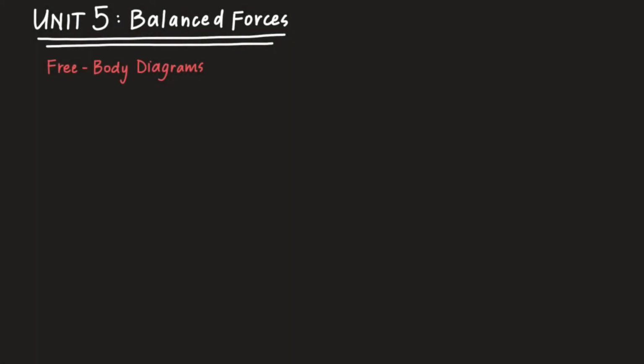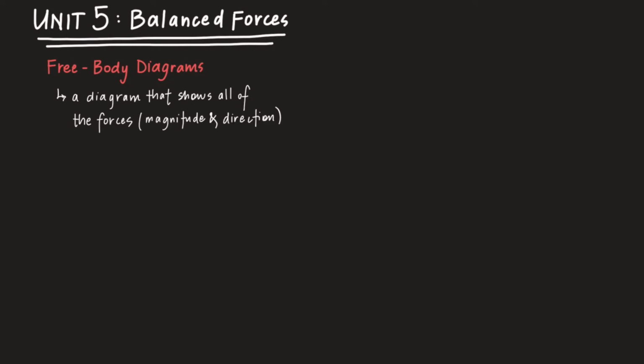So before we move on to the problem solving section of this unit, we need to start talking about these things called free body diagrams. A free body diagram is simply a diagram that shows all of the forces, including magnitude and direction, that act on an object. So it's just a picture that shows us all the forces in their vector form, magnitude and direction, that act on an object.